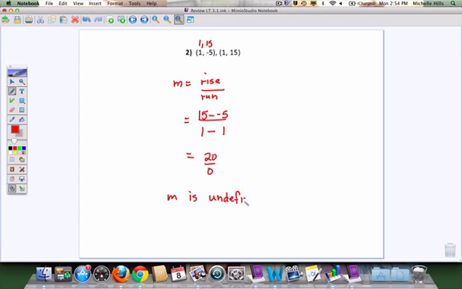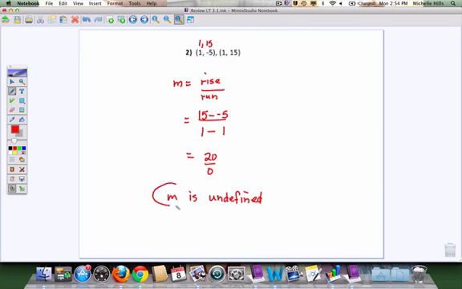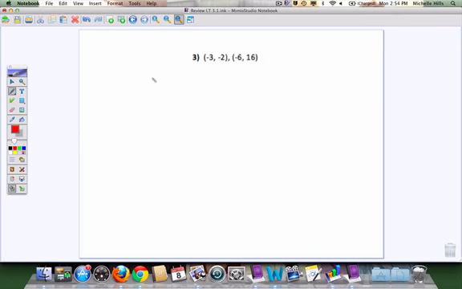And if you looked at the directions for this, it said as a simplified fraction or as undefined. So I shouldn't have anybody writing an answer of unidentified or no slope or something, because the word that you need to know is in there. You just need to know when to use it. Circle my final answer and go on to the next problem.